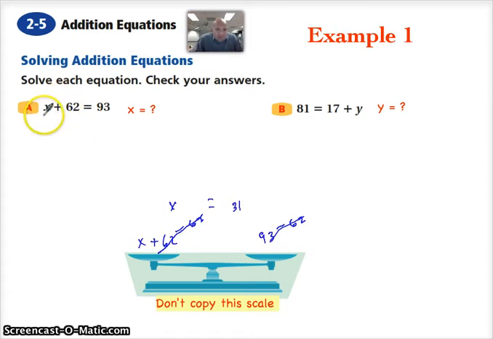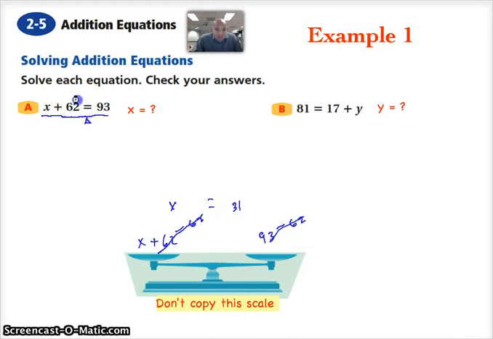You're going to go ahead and write down x plus 62 equals 93, and then I want you to draw a line under there. And this is going to be similar to a pan balance. And underneath the equal sign, we're going to put the fulcrum. That's the point of pivot for this scale. We're going to do the same sort of thing. x plus 62 equals 93, and there's our balance.